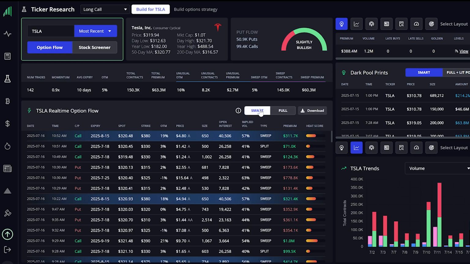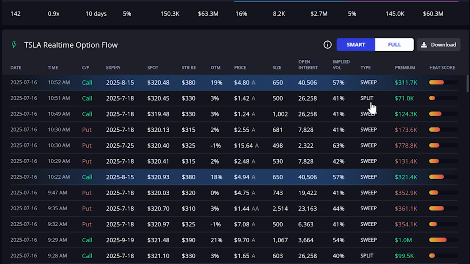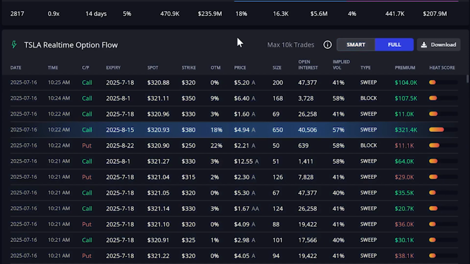And there's two options here, smart and full. Smart uses Insider Finance's algorithm to show what it thinks are the most relevant and interesting options contract orders. So these are typically out of the money orders or very large premiums or sweeps across multiple exchanges. The full panel here is just going to include a larger number of options orders. It includes absolutely everything over $10,000, regardless of how interesting Insider Finance's algorithm thinks it is.